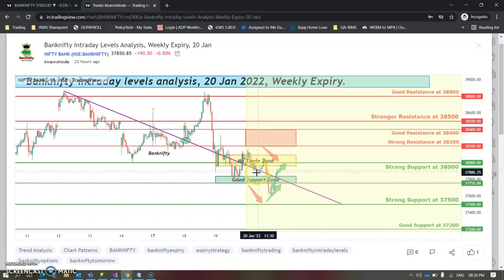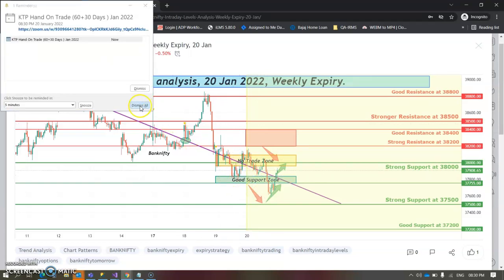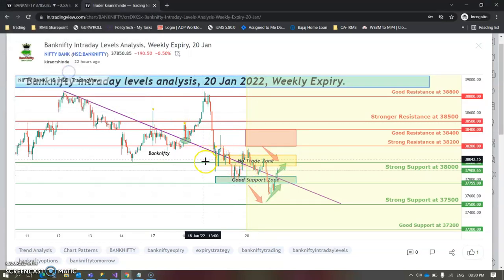Now, one thing from a learning point of view: I have been telling you multiple times that when a particular support or resistance is tested more than two times, the basic criterion being two times, from the third time onwards there is more possibility of that level being broken. So if we see this good support zone which was marked, it was tested the first, second, and third time when the market came here.